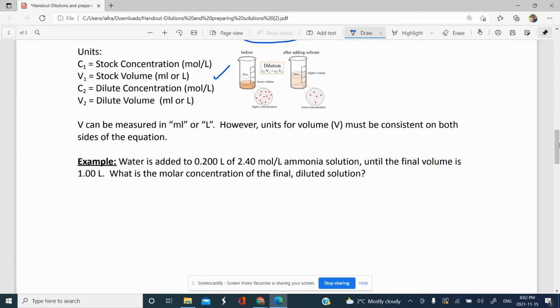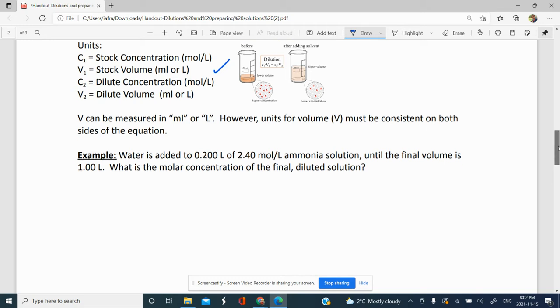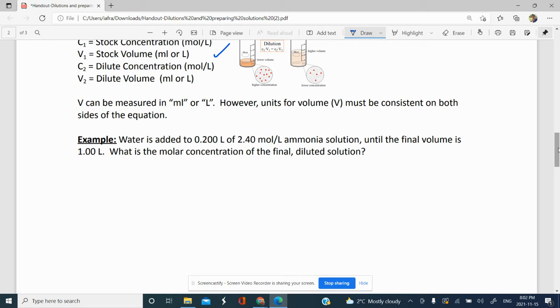Water is added to 0.200 liters of 2.40 mole per liter ammonia solution until the final volume is 1.00 liters. What is the molar concentration of the final diluted solution? So we know we're dealing with a dilution style question because we're given an initial concentration and we're told that we're adding water to this solution with this initial concentration. When you add water to something, you're diluting it. And so we want to find what the new concentration is.